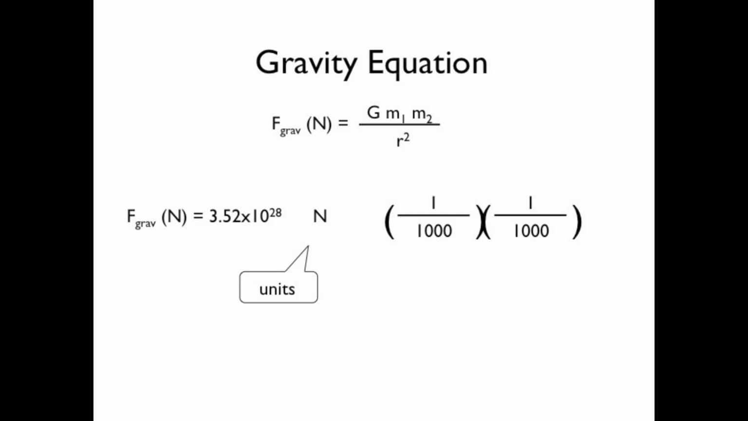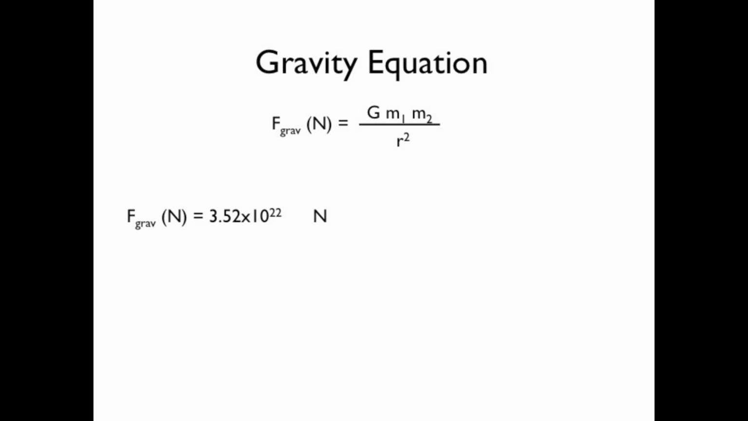Finally, after dividing the numerical part of your answer by those two factors of 1,000, you are left with a force equal to 3.52 times 10 to the 22 newtons. By carefully looking at the units, you found that you needed additional unit conversions to arrive at this correct answer.